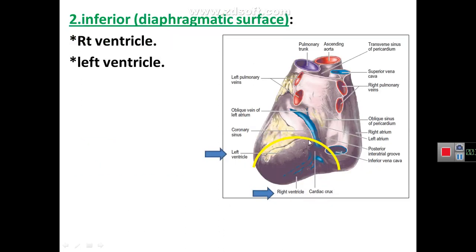The inferior surface, which is sometimes called the diaphragmatic surface because it is related to the diaphragm, is formed largely by the left ventricle, and the small region here is formed by the right ventricle. So this is the inferior surface.